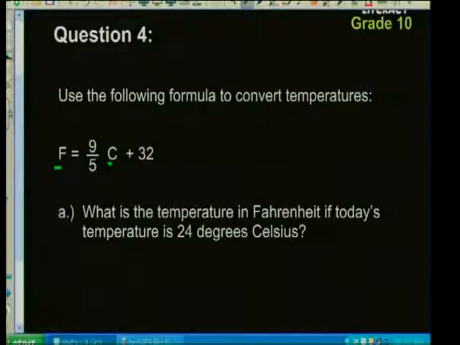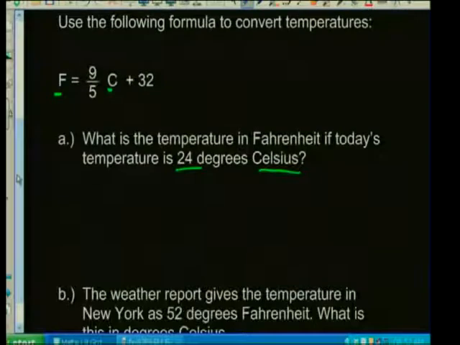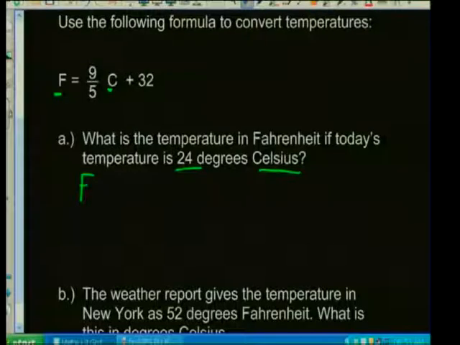What is the temperature in degrees Fahrenheit if today's temperature is 24 degrees Celsius? Whenever I get a formula, the first thing I do is always write out the formula. Because I find if I write out the formula, then I don't have a problem substituting in the values. So take those extra few moments to just write out the formula, and then you've got it there. We will always be given the formula. So my Fahrenheit is 9/5 times my degrees Celsius plus 32.